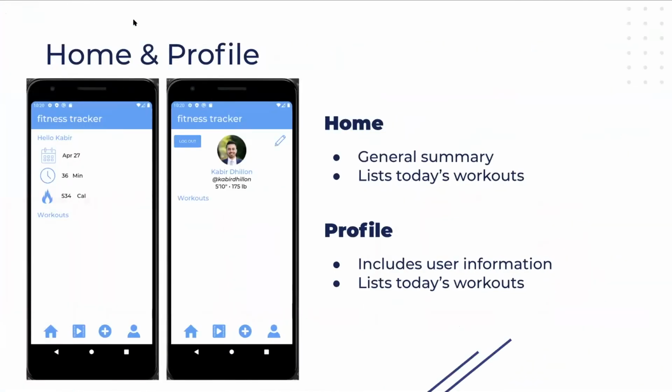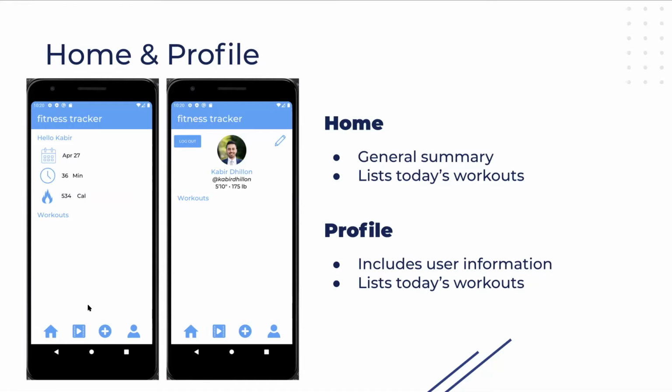So it wouldn't be a fitness app if you didn't get an overview and also have a profile page. So when you first open up the app, it'll bring you to the home page, and it gives you a nice little message saying hello and then your first name. It gives you the date, the total number of minutes you've worked out. That's just for an example. I don't really have any workouts in there yet. And then how many calories you burned.